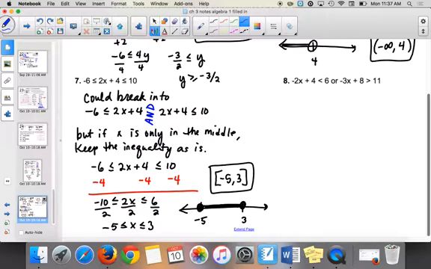So this one is an or statement. So a lot of times the or statements will go in opposite directions. Okay, but not all the time, but a lot of times they will. So let's try this one.